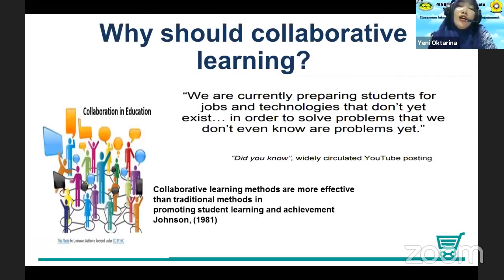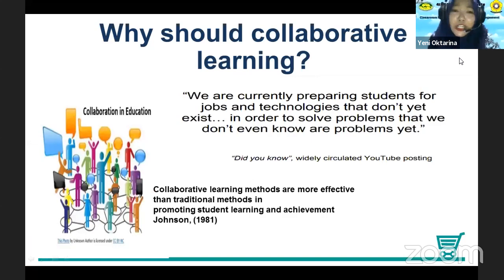Okay, why should we use collaborative learning? You can see from Johnson that collaborative learning methods are more effective than traditional methods in promoting students' learning and achievement. We're currently preparing students for jobs and technology that we don't know yet, in order to solve problems that we don't even know are problems yet.